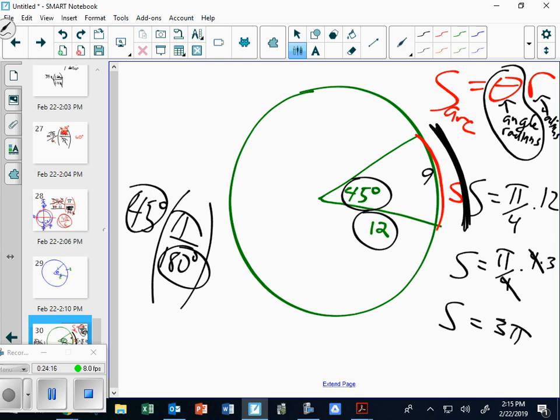And don't let that freak you out. It just means 3 times 3.14. Could you get a decimal? Yeah, except on this test, you're not going to use a calculator. So you'd have to leave your answers exact. So it'd just be 3 pi. Done.